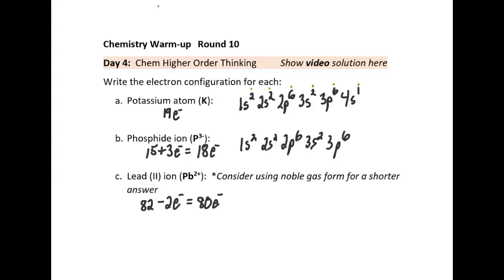Now that is a lot of electrons to locate and write out the full electron configuration. So you're given the hint. Consider using noble gas form for a shorter answer. To write noble gas form for the lead ion, you write down the symbol for the noble gas which is at the end of the previous period of the periodic table. Pb is in period 6. So I'm going to find the noble gas that's at the end of period 5.